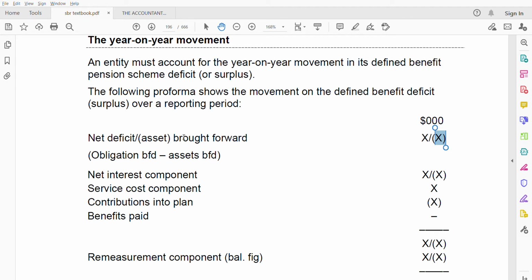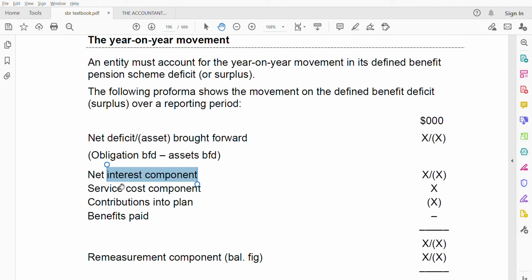Next, these things may be given to you, or maybe you have to do some working and get the figure. Most of the time it is given, because what they are bothered about is finding the remeasurement component, which is a balancing figure. On that you add the net interest component. That net interest is on this brought forward balance. You always take some interest on a brought forward balance, it will be given to you, don't worry, applied, and then you will get the net interest component.